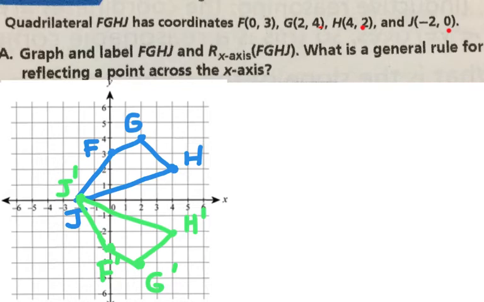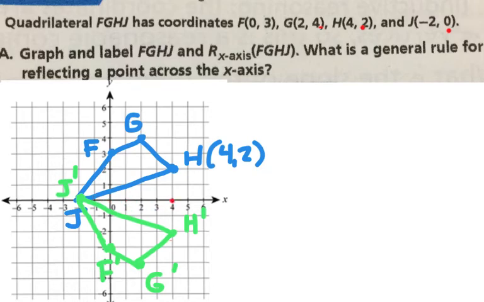Okay, then Grayson said something interesting. So what happened here when we reflected this over the x-axis? Like Pac-Man. Okay, it does it like a Pac-Man. But think about these points. The point H used to be at 4, 2. Now, what are the coordinates of H prime?